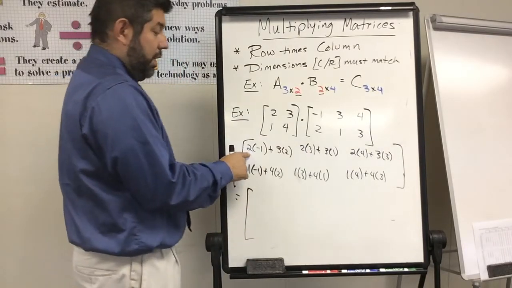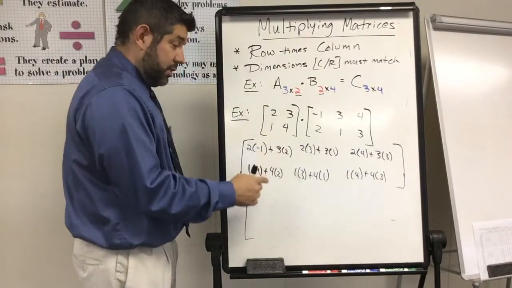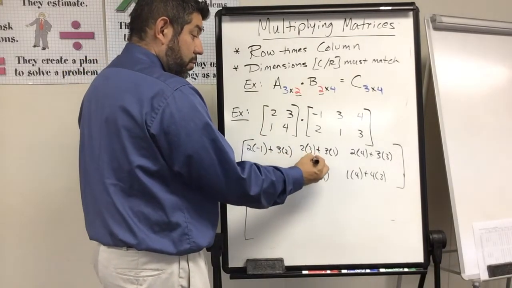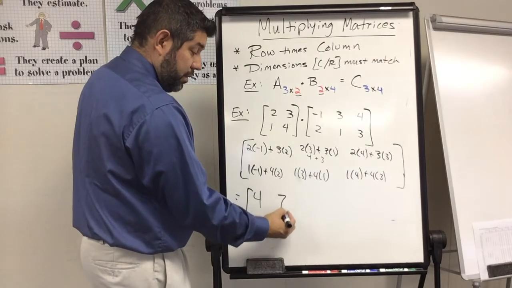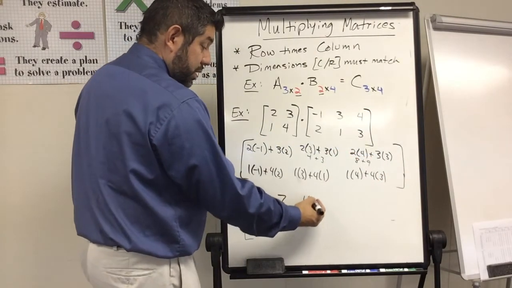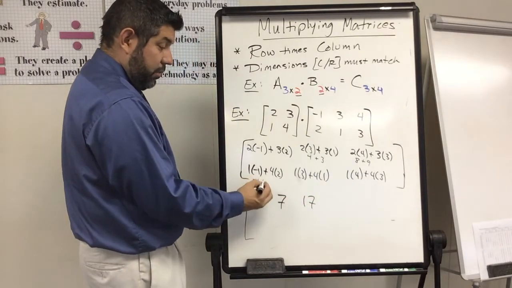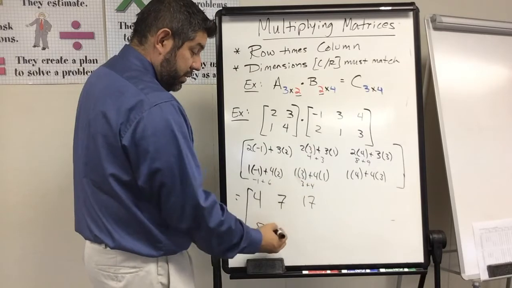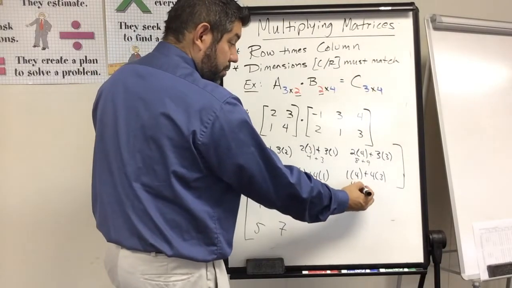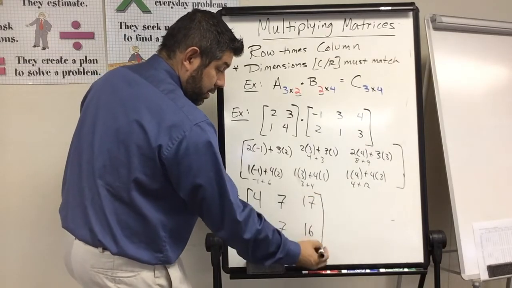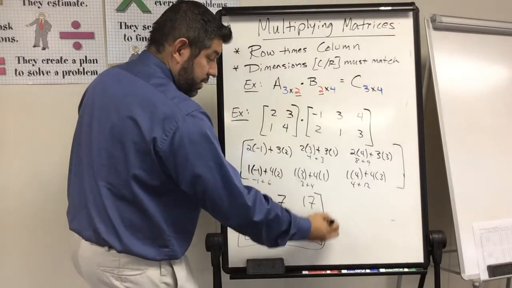So we get negative 2 plus 6 is 4. We got 4 plus 3 is 7. 8 plus 9 is 17. Negative 1 plus 6 is 5. 3 plus 4 is 7. And 4 plus 12 is 16. Okay, and this is our new matrix.